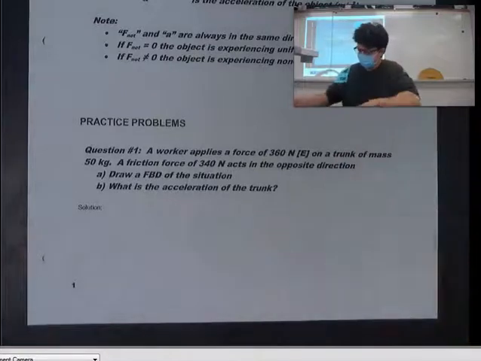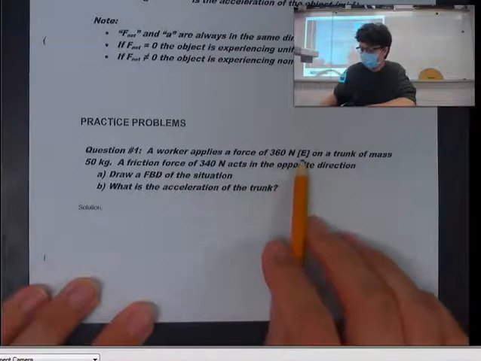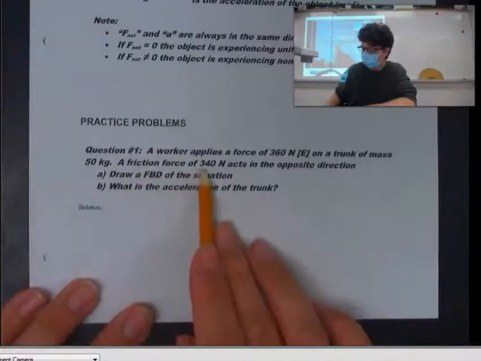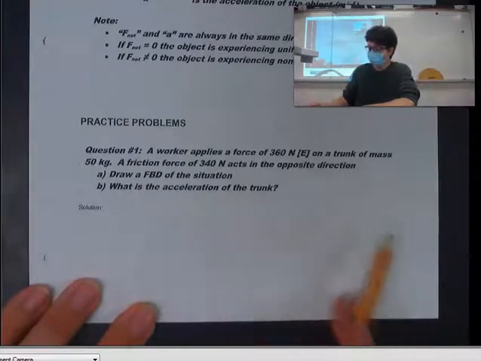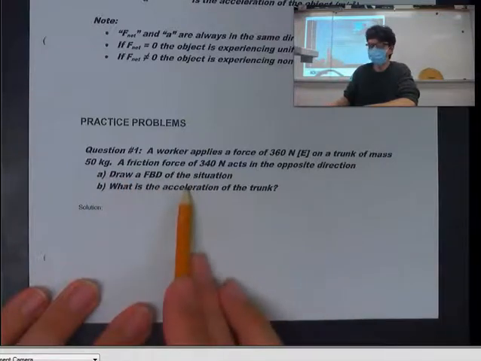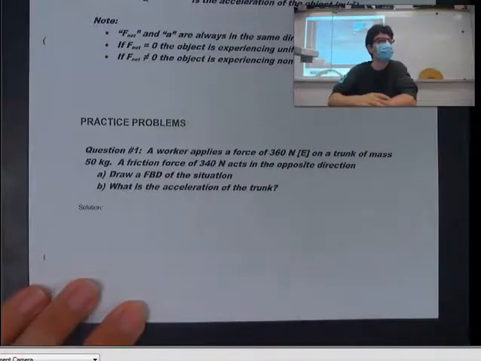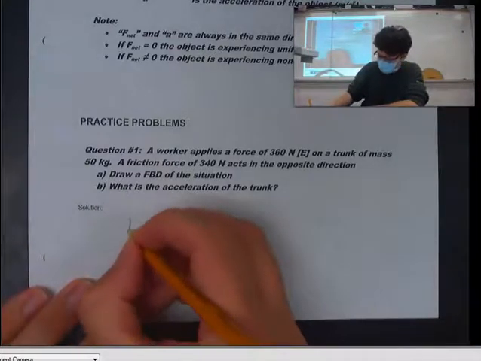Here's the first one. A worker applies a force of 360 newtons east on a trunk of mass 50 kilograms. A friction force of 300 newtons acts in the opposite direction. Now, in this question, I've actually told you first to draw a free body diagram and then find the acceleration. However, I may just tell you to find the acceleration. You have to remember that the first step is to draw a free body diagram. Anytime I give you a forces question, you should first draw a free body diagram. So let's draw a free body diagram.